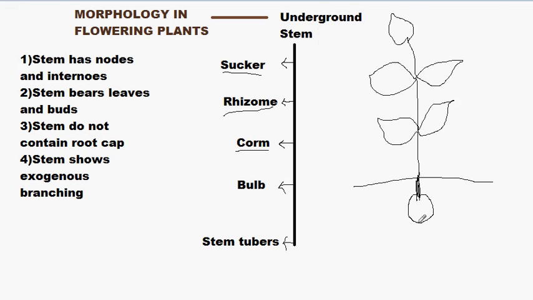But it will contain adventitious fibrous roots at the bottom. And a very common example of bulb is onion. Now the bulb can be of two types. It can be compound tunicated bulb or the simple tunicated bulb, and the onion is an example of the simple tunicated bulb. Let me explain them one by one.